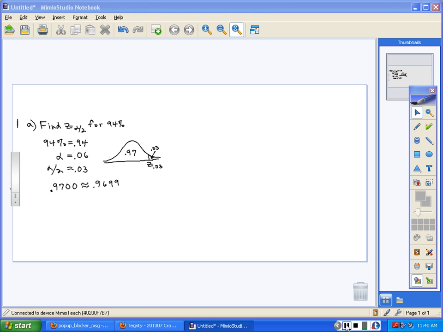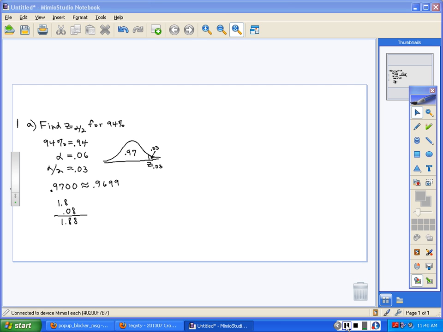And then if you keep your finger on the 96.99 and look all the way to the left and look up, you will see that to the left it says 1.8, and up above it says 0.08, and then you add those together and get 1.88. So that is the value for z sub 0.03. I don't care if you label it z sub 0.03 as long as I see the 1.88.